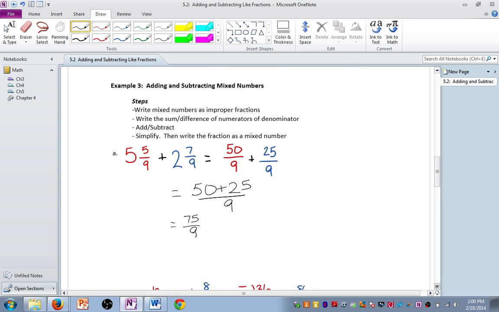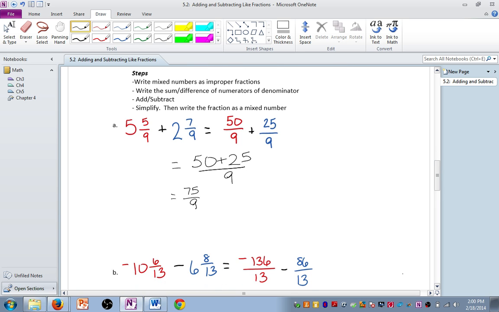But now I have to simplify. What number goes into both of them evenly? I can divide both by 3 to simplify first. 75 divided by 3 is 25. 9 divided by 3 is 3. And now I have a simpler improper fraction that I now need to convert into mixed. I know 3 goes into 25 8 times. And since 3 times 8 is 24, that leaves me with 1 left over, my numerator, and my denominator stays the same.